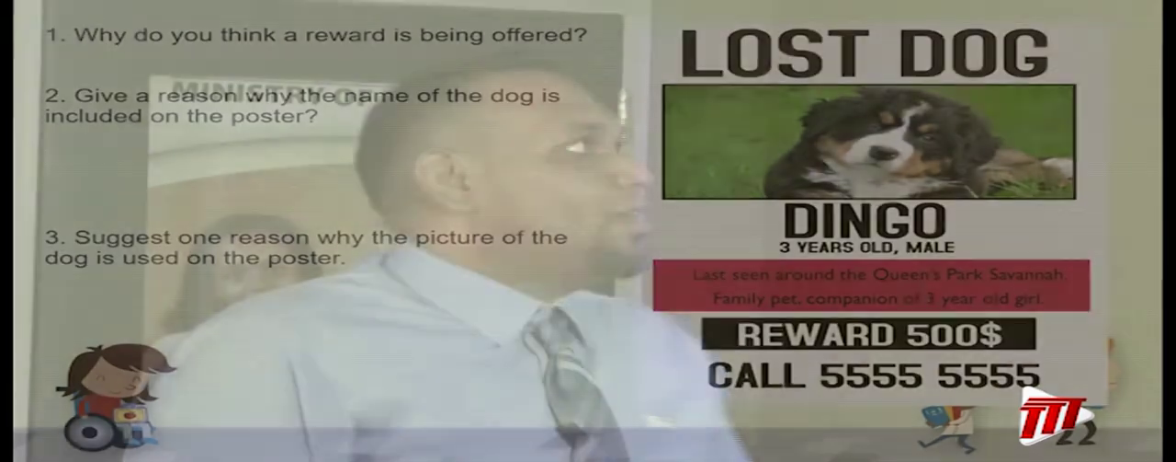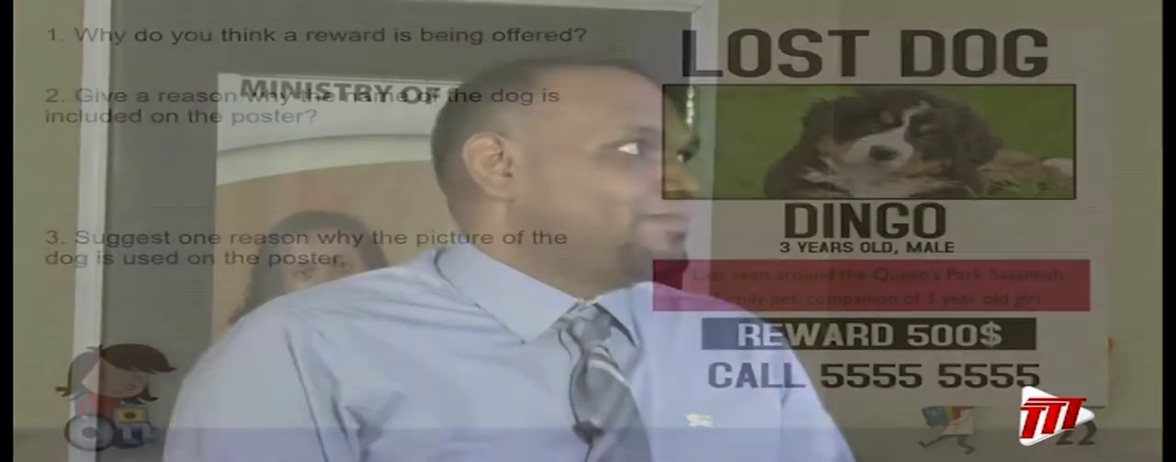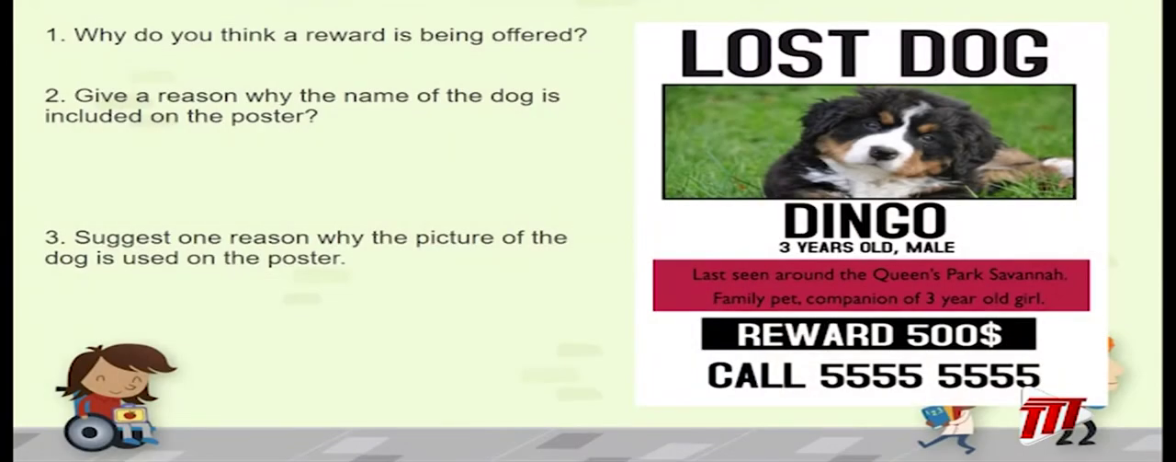Let's take a look at the graphic together with the questions. Our first question asks us, why do you think a reward is being offered? To answer this question, you need to draw on your knowledge of what is a reward. A reward is a prize given for doing something. In this case, it's a prize given for helping find the missing dog. So, if you said that the reward is being offered so that persons would be encouraged to look for the dog, then your answer would be correct.